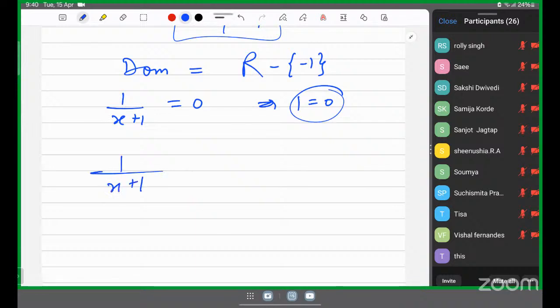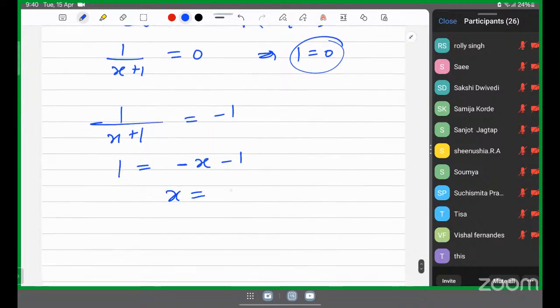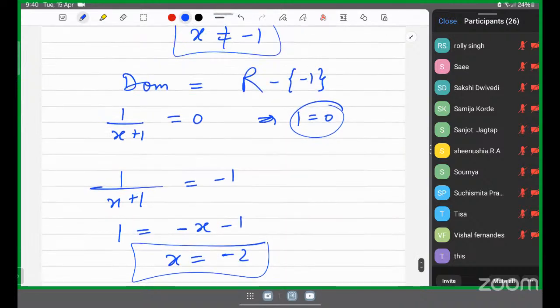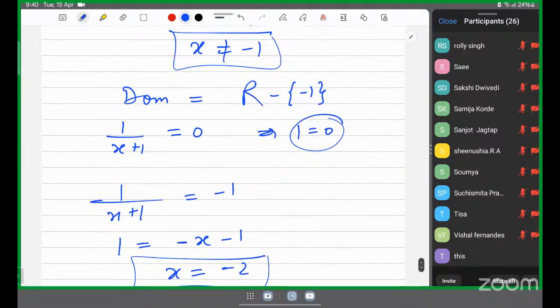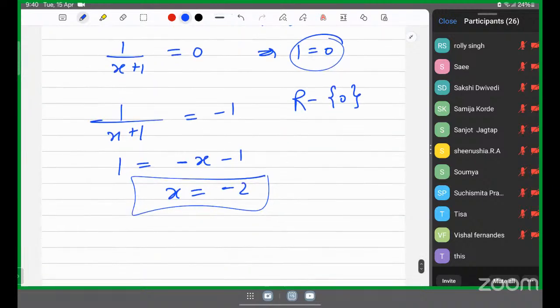x plus 1 is equal to minus 1. So this will be 1 equals to minus x minus 1. So this will attain minus 2. Yes or no? So it means it can have minus 1. It can have 1 also. But it cannot have 0. So its range will be R minus 0. Yes or no?